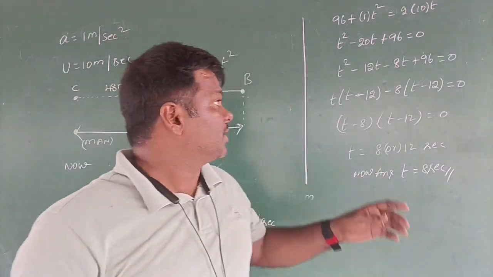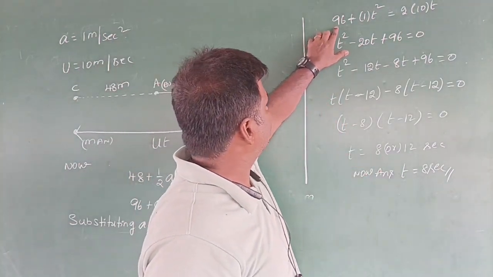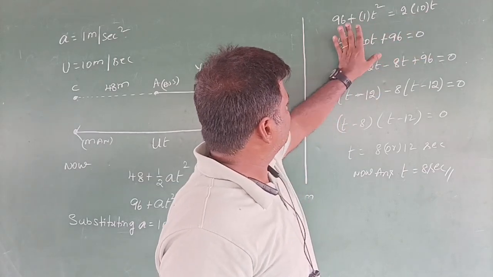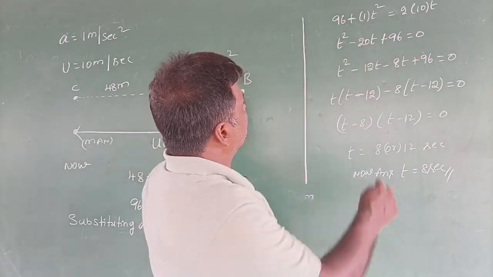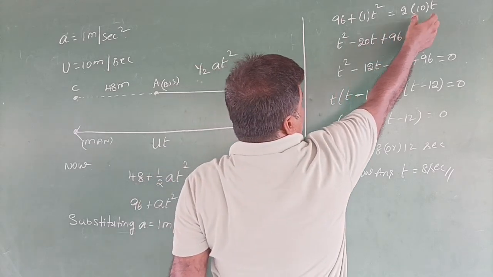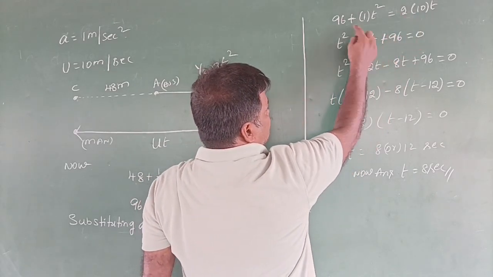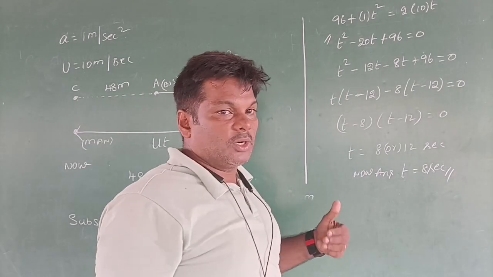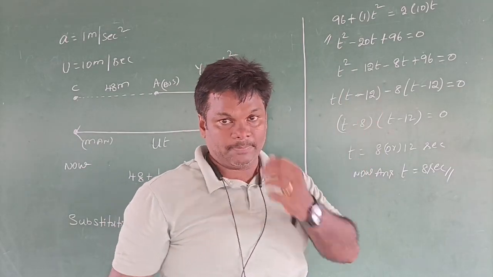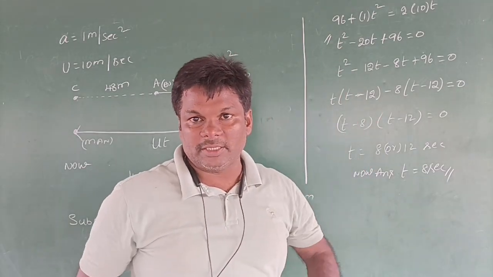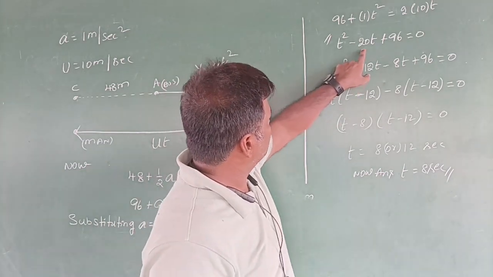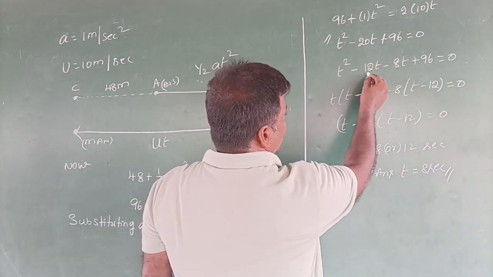Look, that equation once again written here: 96 plus 1 into t square is equal to 20t. A small change here: 1 into t square is equal to t square. Bring this quantity to the left hand side: t square minus 20t plus 96 is equal to 0. Now this is your equation. By finding the value of t from this equation using the factorization method in mathematics, you will get the values like this. So t square minus 20t, where 20t is equal to 12t plus 8t.